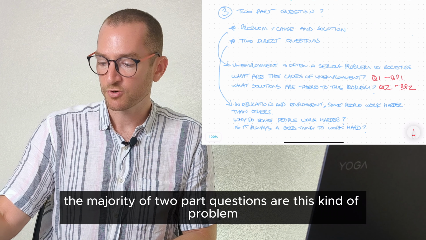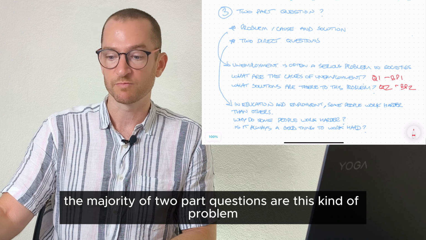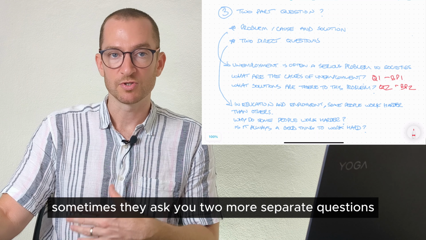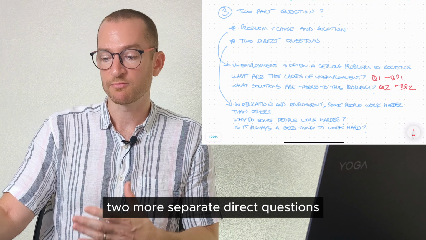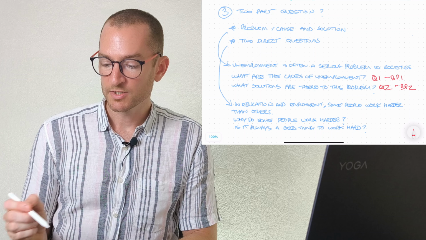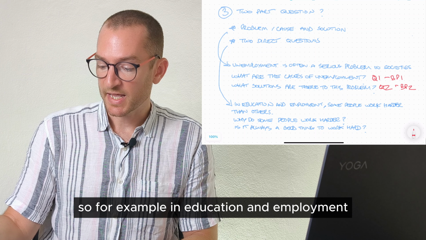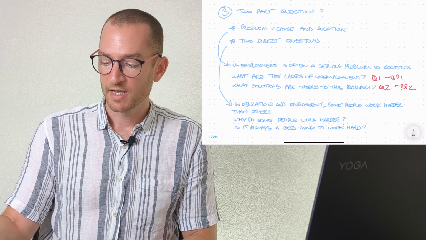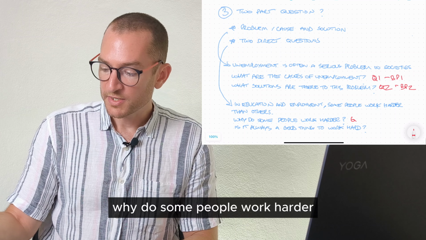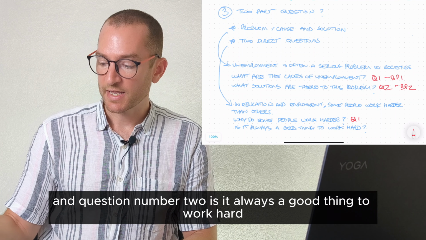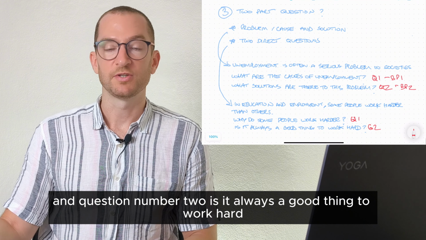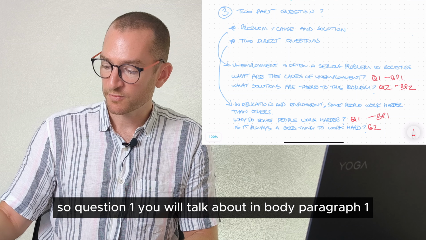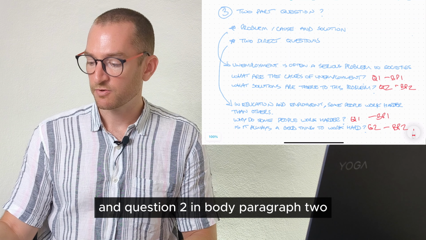Now, I would say the majority of 2-part questions are this kind of problem and cause and solution question. However, sometimes they ask you 2 more separate, direct questions. So for example, in education and employment, some people work harder than others. And question number 1, why do some people work harder? And question number 2, is it always a good thing to work hard? So question 1 you will talk about in body paragraph 1, and question 2 in body paragraph 2.